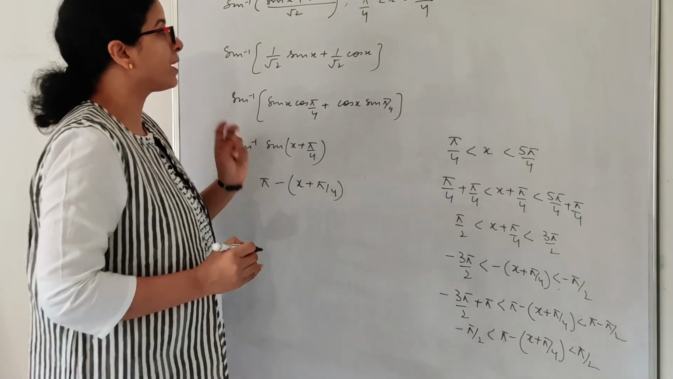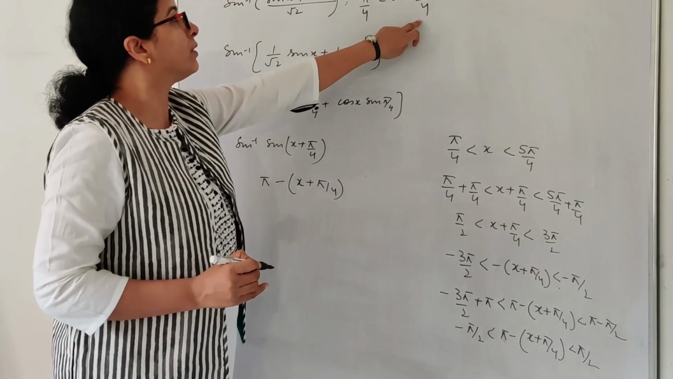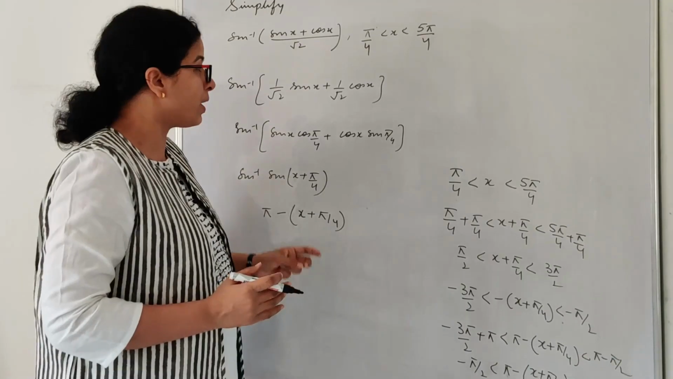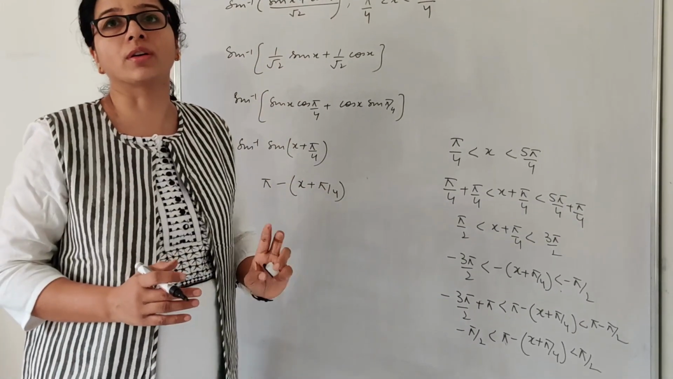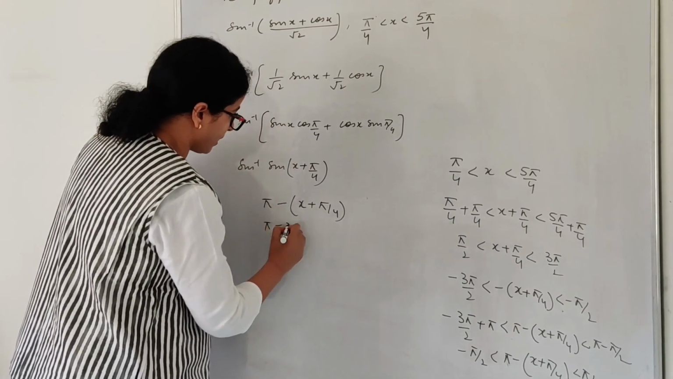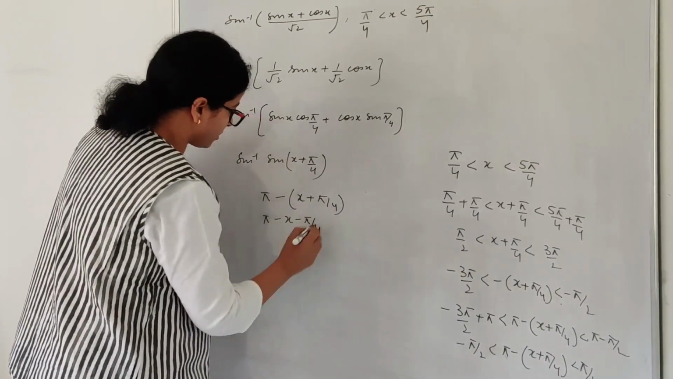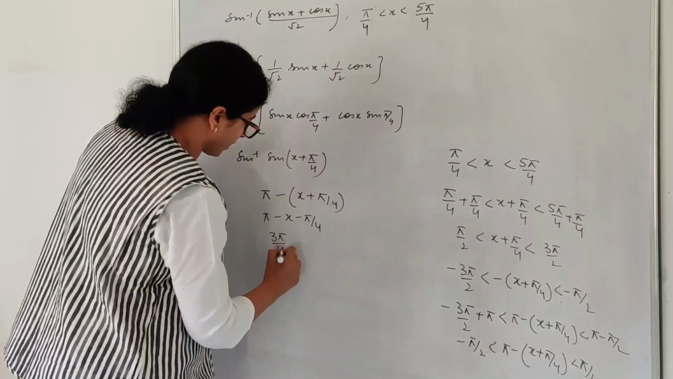So always whenever you have been given the range of x, you have to check whether your sine inverse is adhering to that part or not. So pi minus x minus pi by 4, which is equal to 3 pi by 4 minus x.